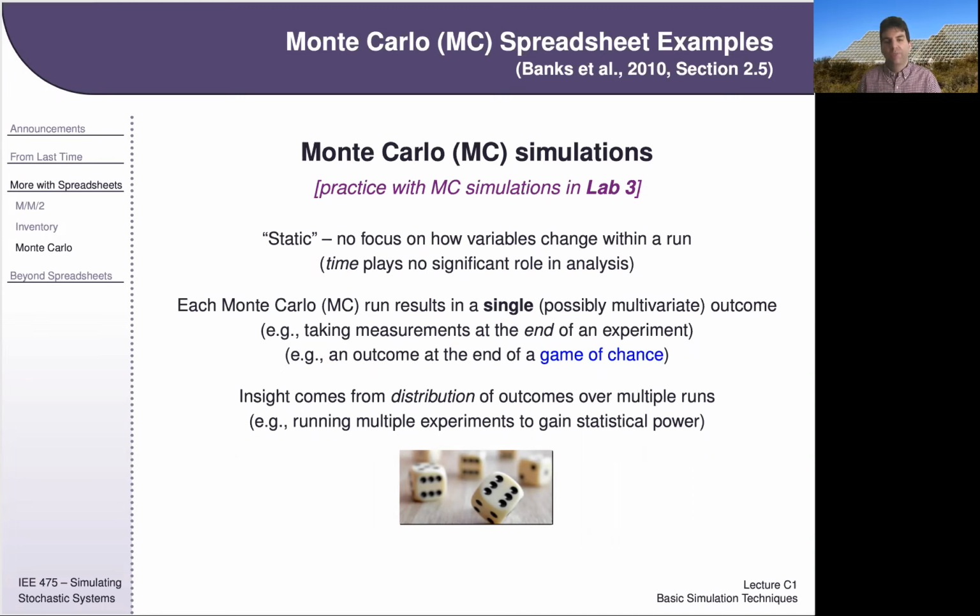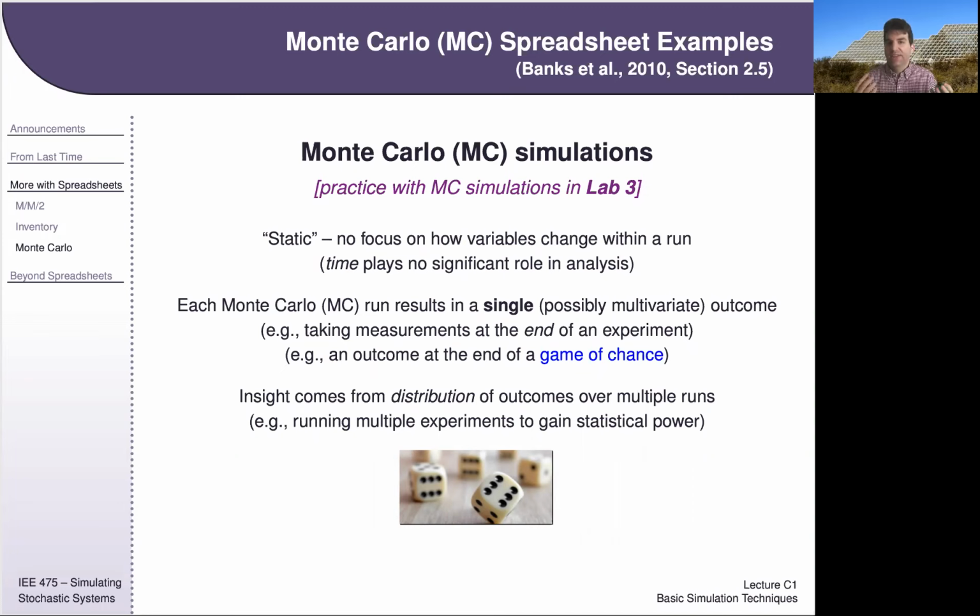So you were introduced to Monte Carlo simulations in Lab 3, which was yesterday, and those Monte Carlo simulations you executed. I mean, people who've turned them in already have executed them on a spreadsheet. And so these are just some examples of things that in principle you could do in a spreadsheet that are not necessarily discrete event system simulations, but would still fall under stochastic simulation. And so Monte Carlo simulations are the classic example of this.